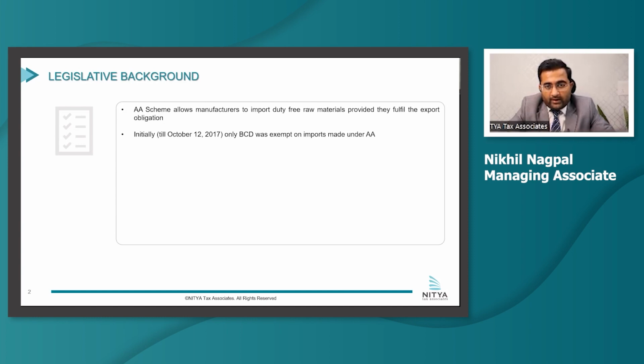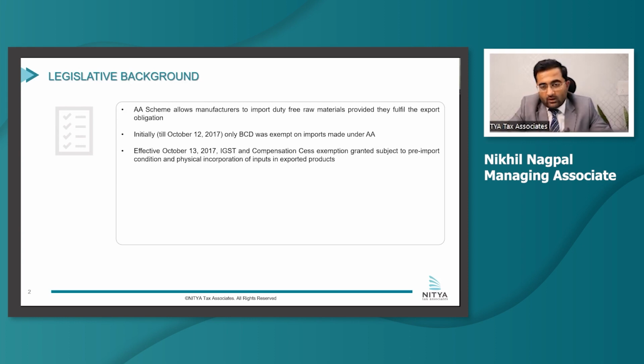So many exporters filed representations before the government, and ultimately, acting upon those representations, the government reintroduced this benefit of exemption from IGST and cess. The government also exempted IGST and cess on the imports made under the Advance Authorization Scheme. However, this benefit was made subject to a pre-import condition and physical incorporation of inputs in the exported products.